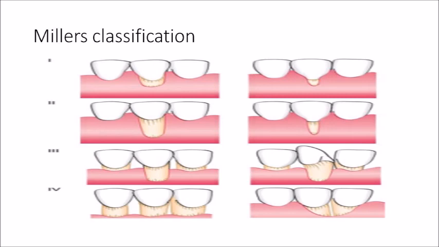There are 4 classes, class 1, 2, 3, 4. Class 1 is marginal tissue recession that has not reached mucogingival junction. 2 is marginal tissue recession reaching mucogingival junction, but there is no soft tissue loss, no bone loss. 3 is marginal tissue recession reaching mucogingival junction. There is soft tissue loss and minor bone loss. There is malpositioning of tooth also. In 4, it is marginal tissue recession reaching mucogingival junction with severe soft tissue loss and bone loss and severe malpositioning of the teeth. So that is about Miller's classification.